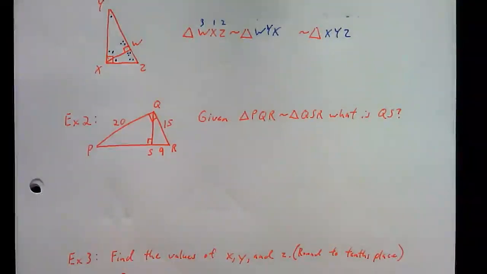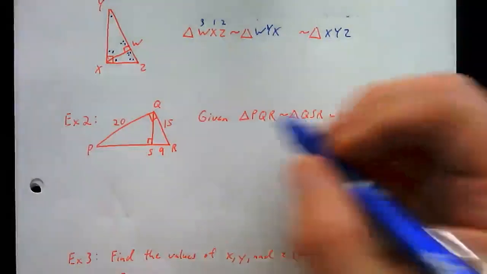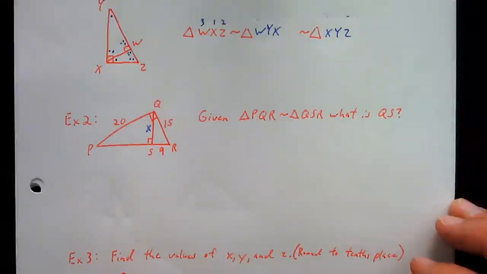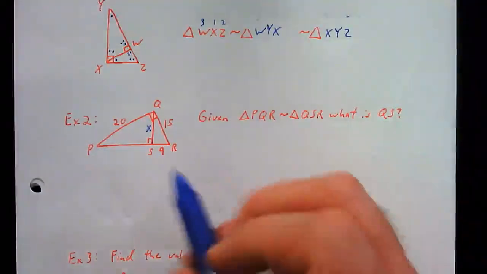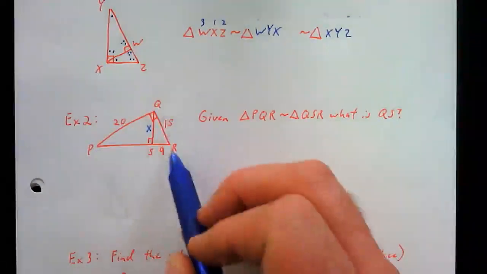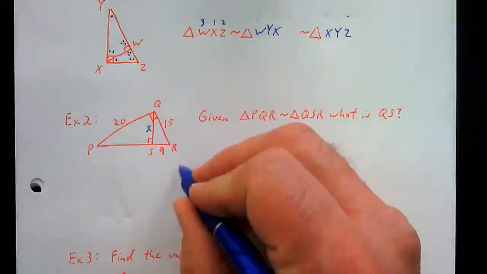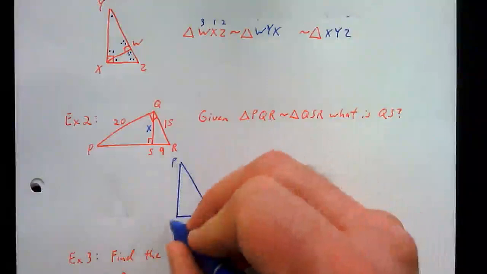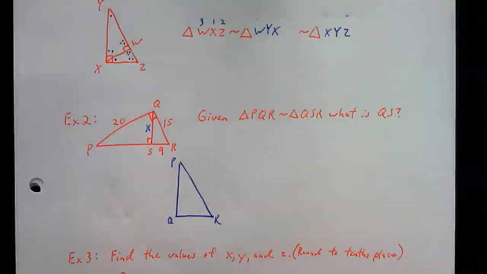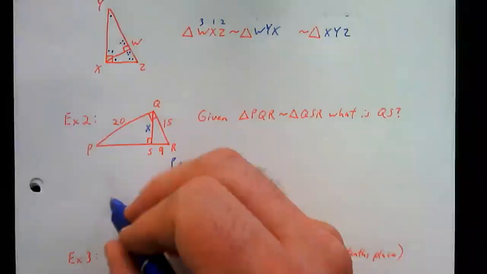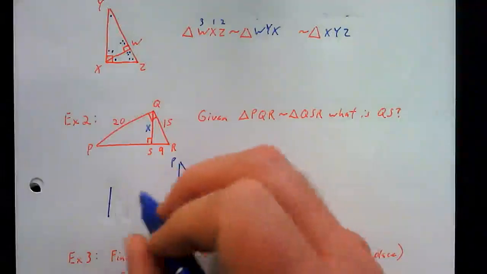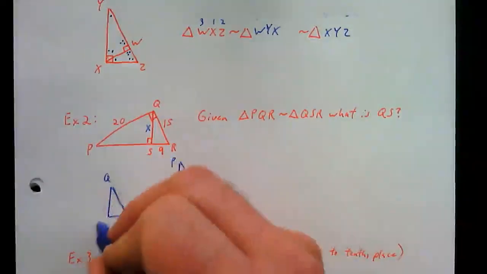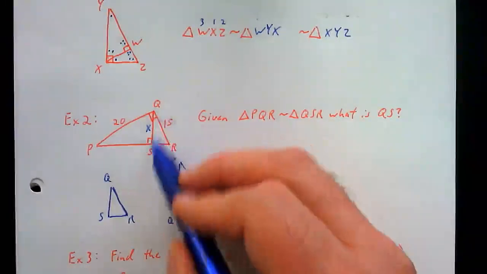So, first step to do here is we're going to take QS and label that as X. Then I'm going to draw triangle PQR. PQR is the really big triangle. So PQR. Then QSR, in the same order. QSR. And that's the little triangle here, QSR.